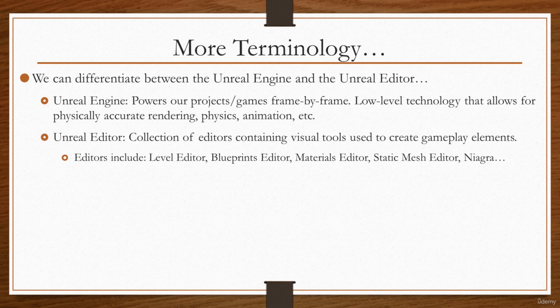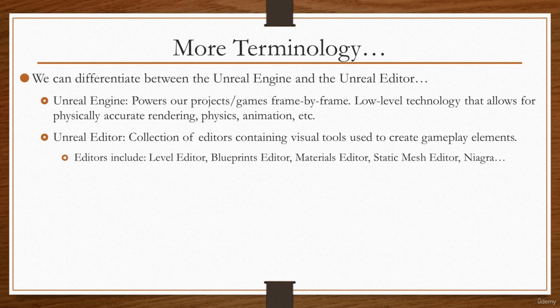We can also differentiate between the Unreal Engine and the Unreal Editor. The Unreal Engine basically powers our project or game frame by frame. It is essentially the low-level technology or code that allows for physically accurate rendering, that is physically accurate materials, light reflections and so forth, physics and physics interactions, animations and so on. So it's like the engine in your car, it is what powers your game, and you can differentiate between that and the Unreal Editor, which is a collection of editors containing visual tools used to create gameplay elements.